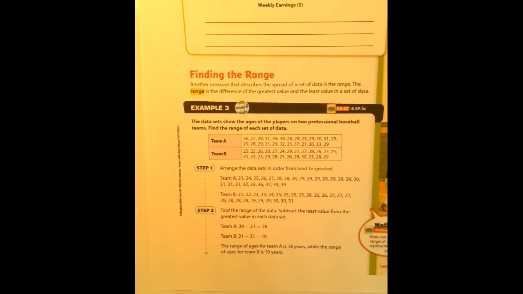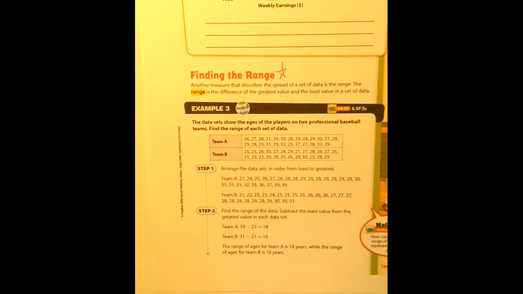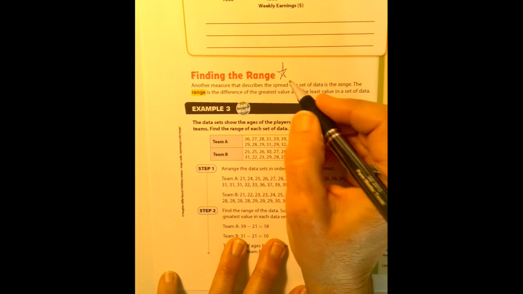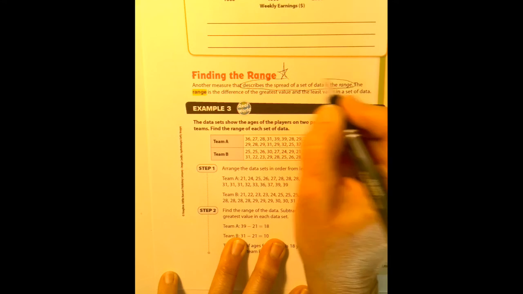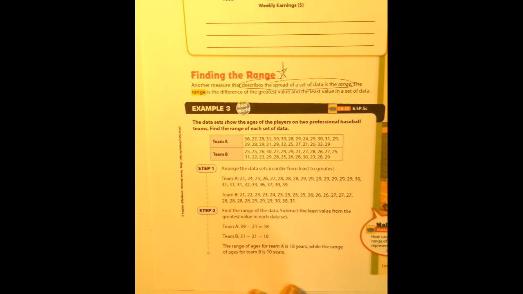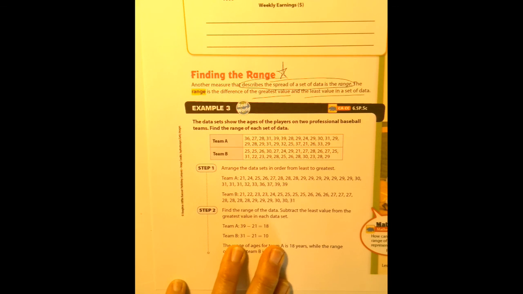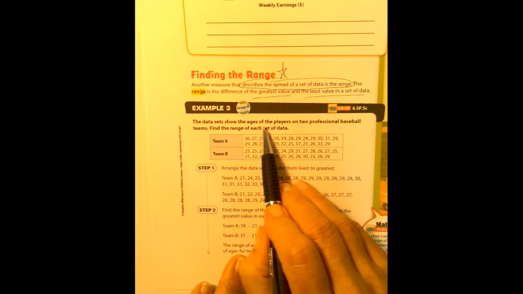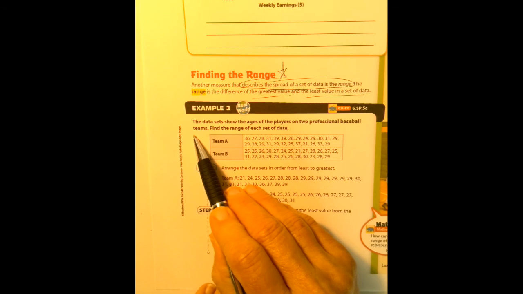So jump to page 467 and let's look at finding the range. Now we talked about the range last week, but haven't really worked with it yet. The range is really just another measurement that describes the spread of the data. And really all it is, is the difference between the greatest value and the least value. So here in our example, we show the age of players on 2 professional baseball teams. And it wants to find the range of each set of data.